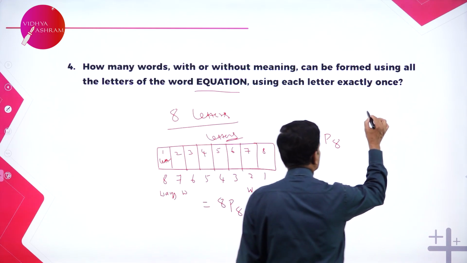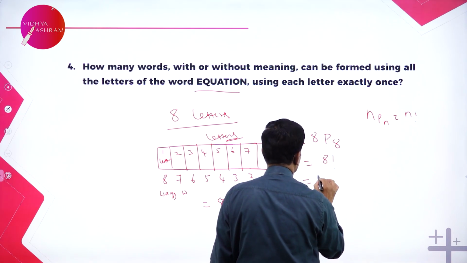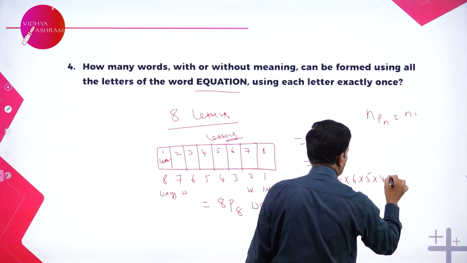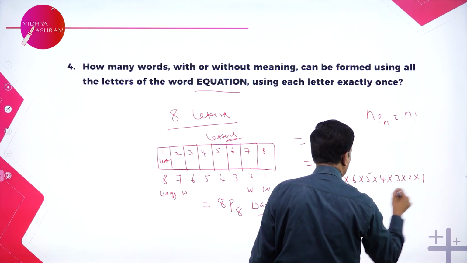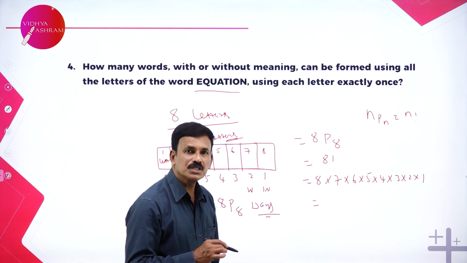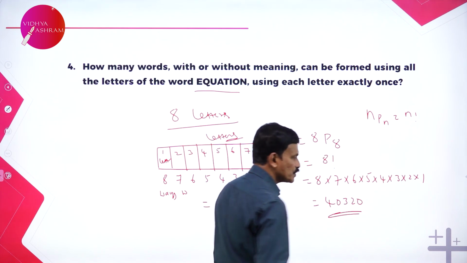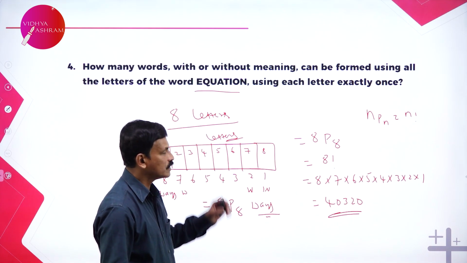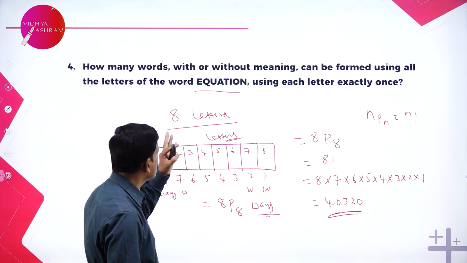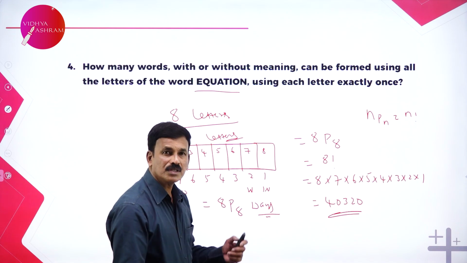nPn is equal to n factorial. This is 8 factorial: 8 into 7 into 6 into 5 into 4 into 3 into 2 into 1. You know the value of 8 factorial is equal to 40320. 40320 is the required arrangement. That's it. This is how we form the letters of the word with or without meaning, right? Now move on to the next problem.